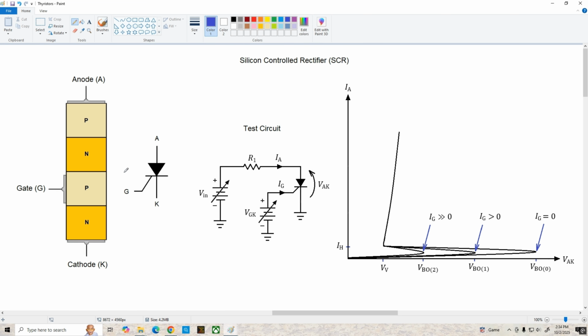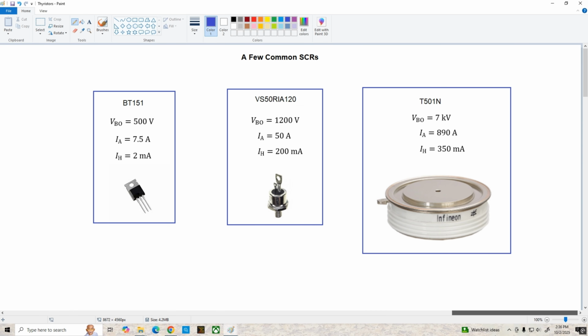Now, unlike 4-layer diodes, which are typically very low power devices, SCRs are usually high power devices, and they're available with breakover voltages ranging from usually 100 volts or so, up to over 1,000 volts, and they're capable of carrying currents ranging from a couple of amps to a couple of thousand amps. So let's go on over to the next page and take a look at a couple of typical SCRs.